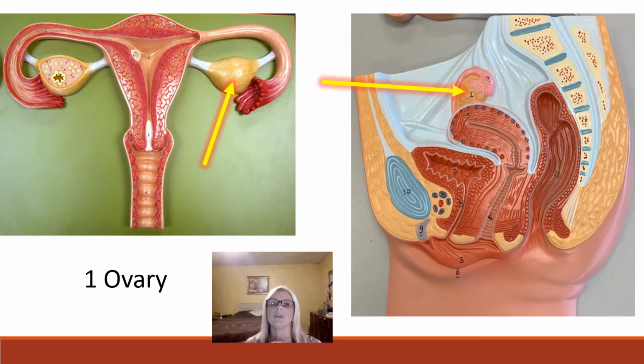And so these are held in place by ligaments. We're going to look at the names of these ligaments and that attach them actually into the uterus. So you may have thought, well, they're just kind of hanging out there, but no, they have things that are attaching them and holding them in place.